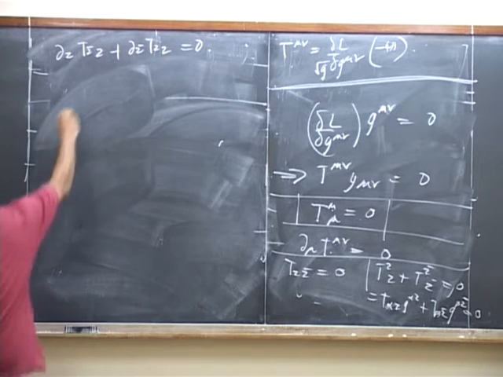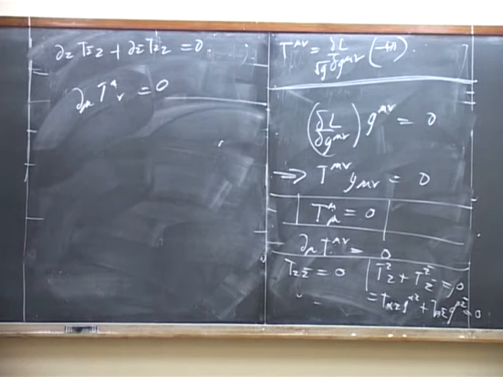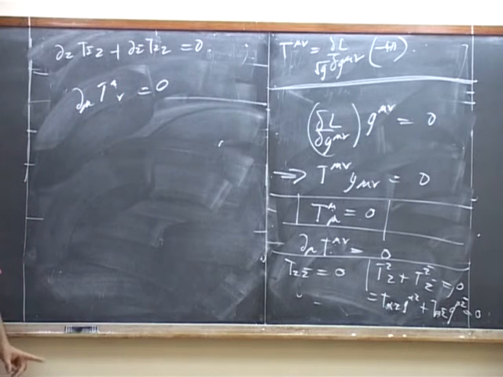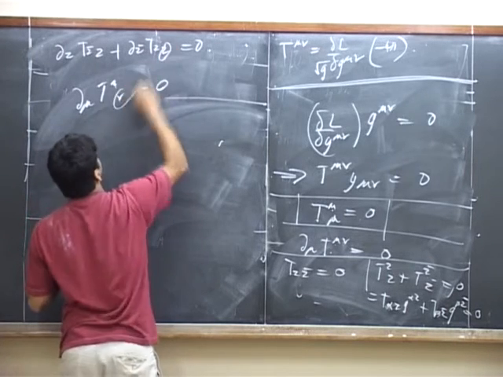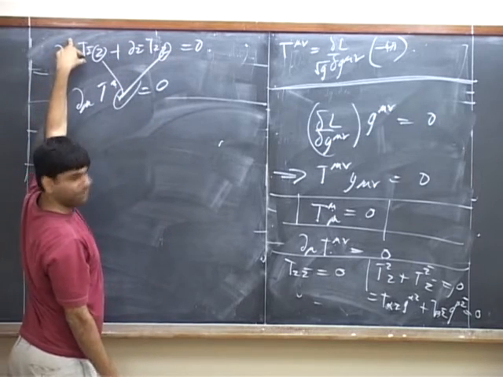So, if I want to write the equation as del mu T mu nu equals 0, what values will I have chosen? What have I chosen nu to be in this equation? Z. Right. So this is the index nu, and this is the same contraction. This is that contraction.